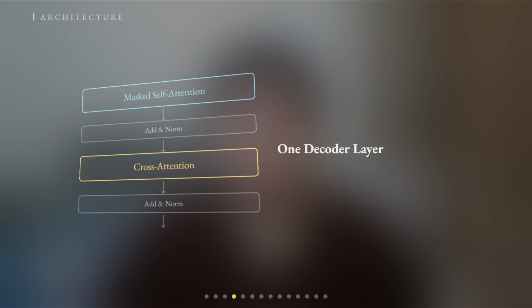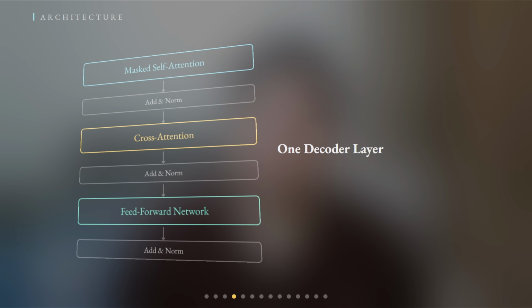It is the bridge between reading and writing. Through cross-attention, the decoder can look at the encoder's output and ask which parts of the input are most relevant right now. The third sublayer is the feed-forward network. Same architecture as in the encoder. It processes each token independently, adding non-linear computation after the attention layers have mixed the information.